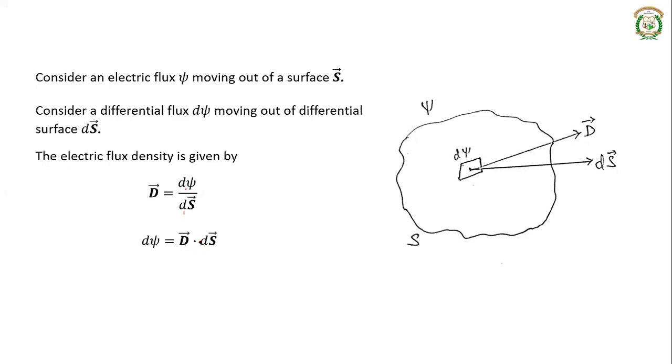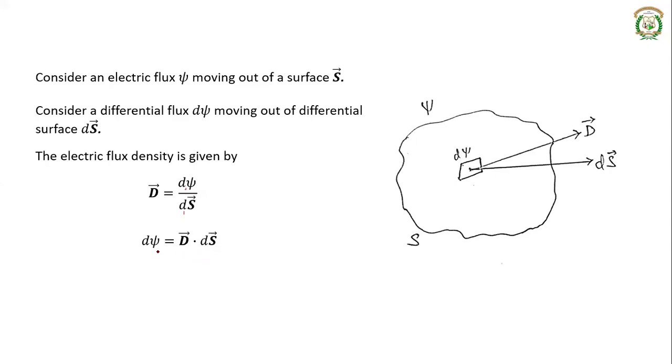Since both are vectors here, when you write multiplication, it should be specified whether it is a dot product or a cross product. Since both are vectors and the product is a scalar, it is obviously a dot product. The flux d psi is scalar, whereas d, that is flux density, is a vector, and the surface area is also a vector. If you perform the dot product on d and ds, we get this d psi. So d psi is d dot ds, that is the differential flux moving out of a differential surface ds.